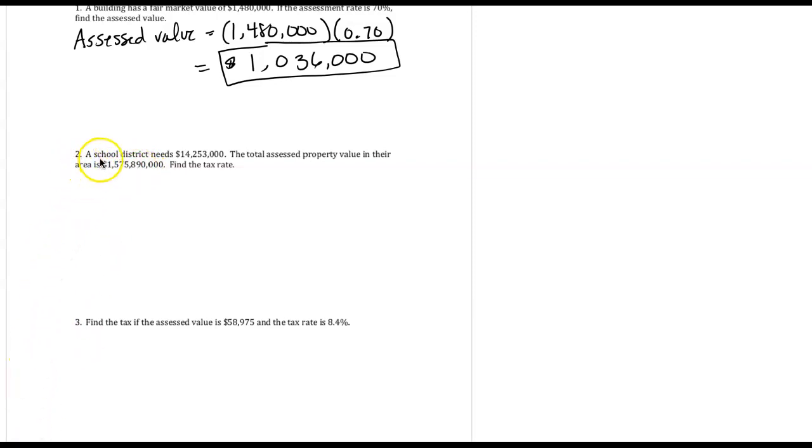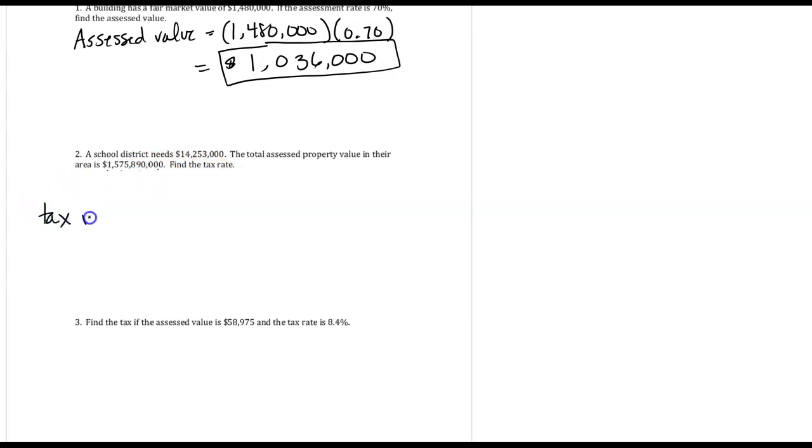Question 2. A school district needs $14,250,000 to run the school. The total assessed property value in the area is, and to read this properly, we have our hundreds, thousands, millions, and trillions. So $1,575,890,000 in assessed property. Find the tax rate.